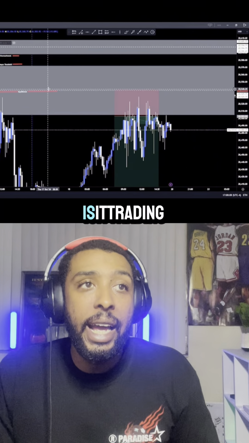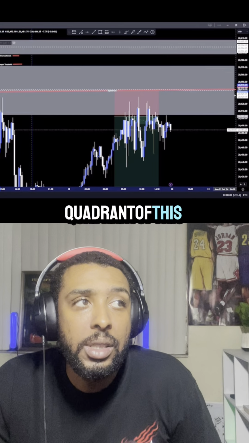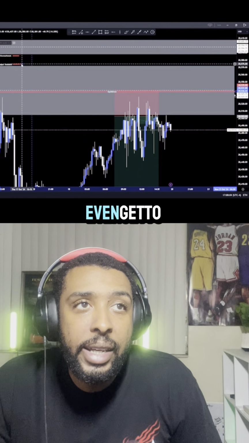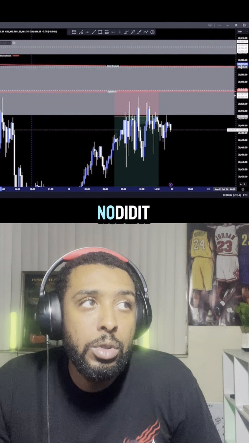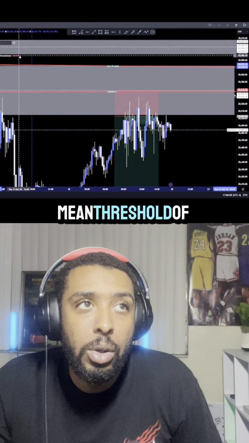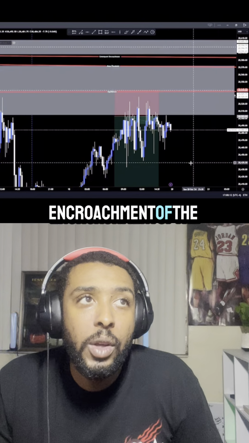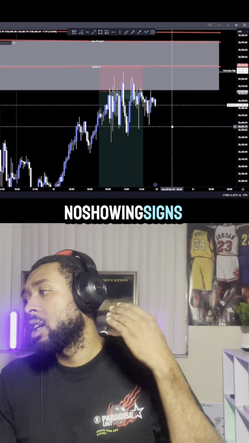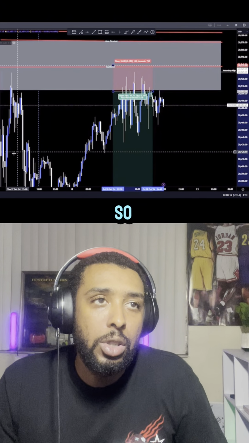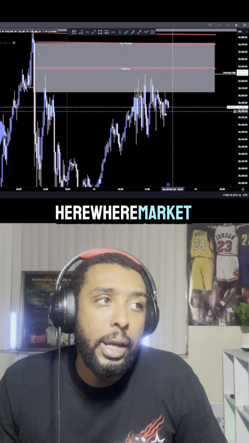And look what happened. Is it trading in the upper quadrant of this level? No. Did it even get to equilibrium of the level? No. Did it even get to mean threshold of the order block? No. Did it get the consequent encroachment of the wick? No. Showing signs of bearishness, right? So this is right here where market is at right now.